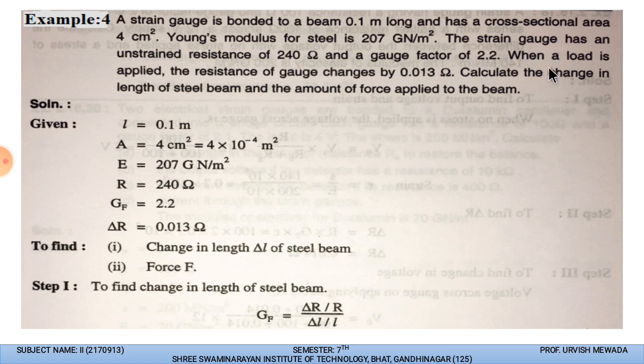When a load is applied, whenever the force is applied, the resistance of the gauge changes by 0.013 ohm. Calculate the change in the length of the steel beam whenever the stress is applied, and the amount of force applied to the beam.